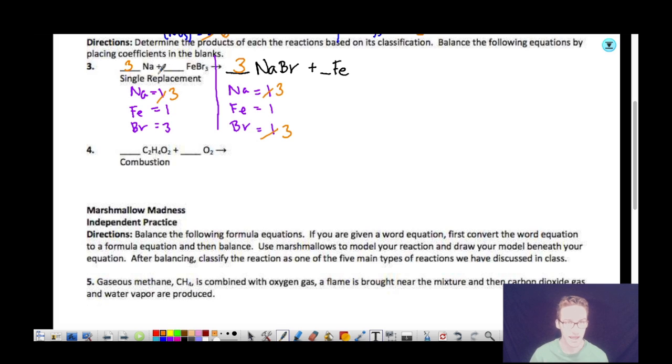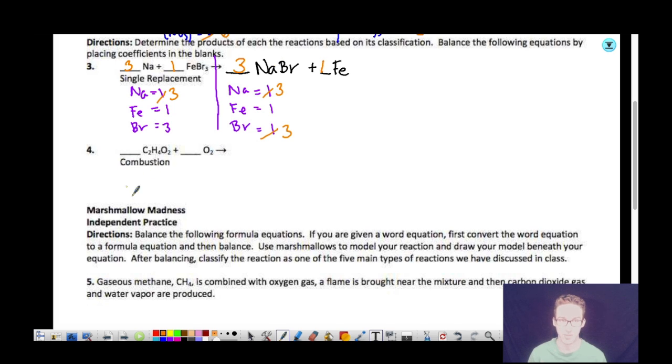I take a quick scan here. I recount my elements to make sure I've got everything following that law of conservation of mass. We do. My final coefficients are 3, 1, 3, and 1. You don't have to write the ones in, but I'm going to write them in for clarity on this video.